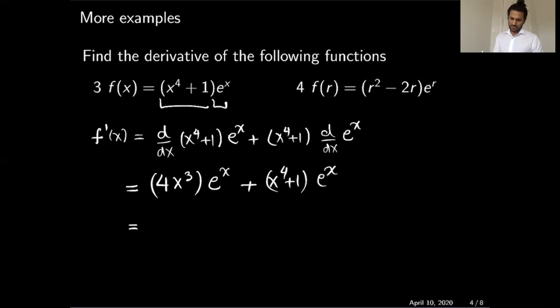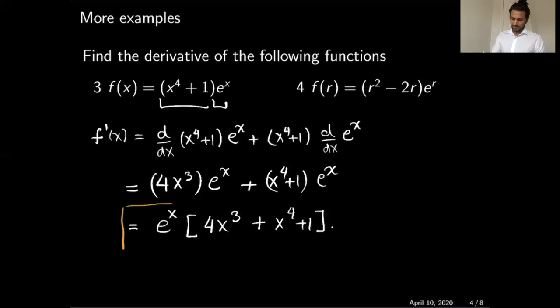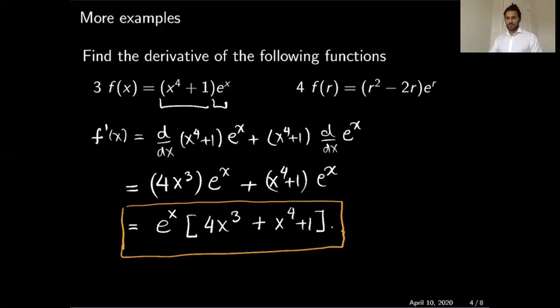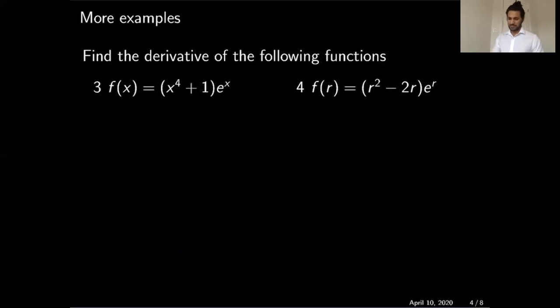I can simplify because simplification is not too complicated here, so I will do that. I will just pull out e to the power x as a common factor, and that becomes e to the power x times 4x cube plus x to the power 4 plus 1. And I will box my answer. Let's work on the next problem. This problem has a different variable, but that won't change anything. It is question number 4.